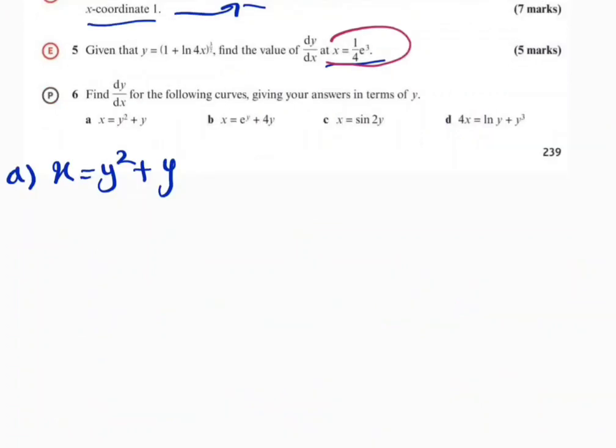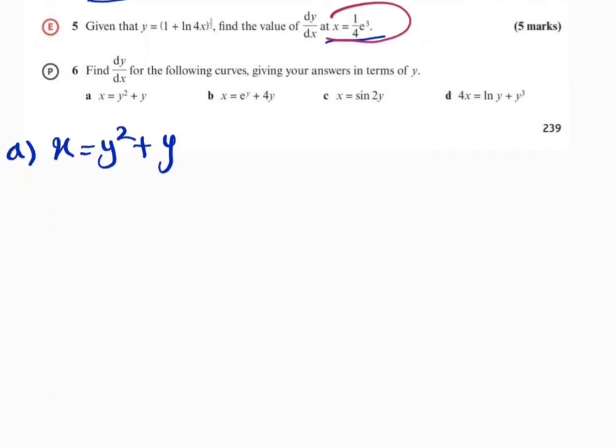Question 6. Find dy/dx for the following curves, giving your answers in terms of y. A. x is equal to y cubed plus y. So hopefully you can realize that this question is all about implicit differentiation. So we don't have our functions in the classic form of y is equal to something, or y in terms of x. So we should be careful about this question, and especially later on when we learn product rule. They really like to combine product rule with implicit differentiation, because many students are likely to make mistakes on those questions.